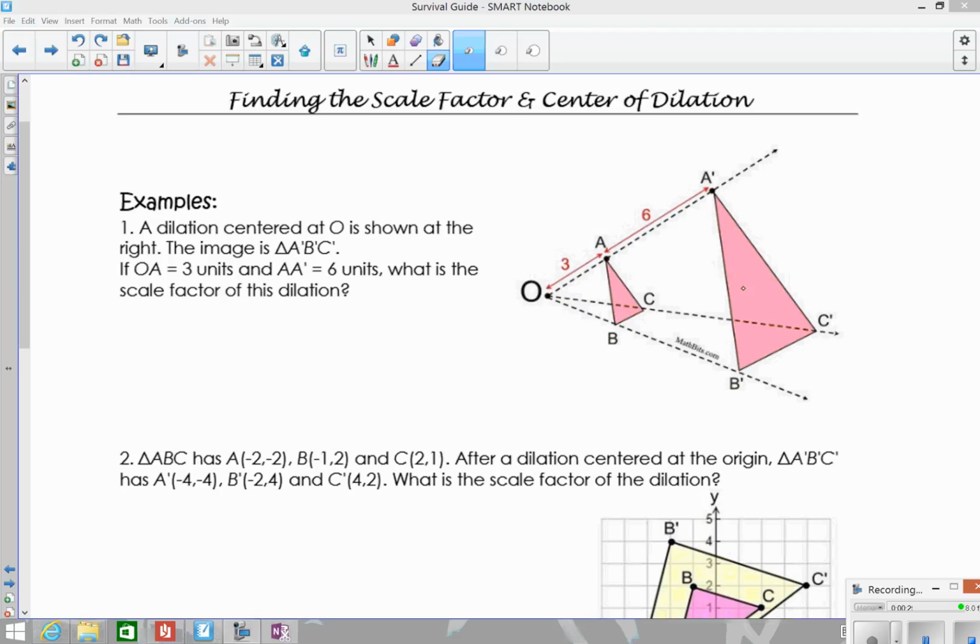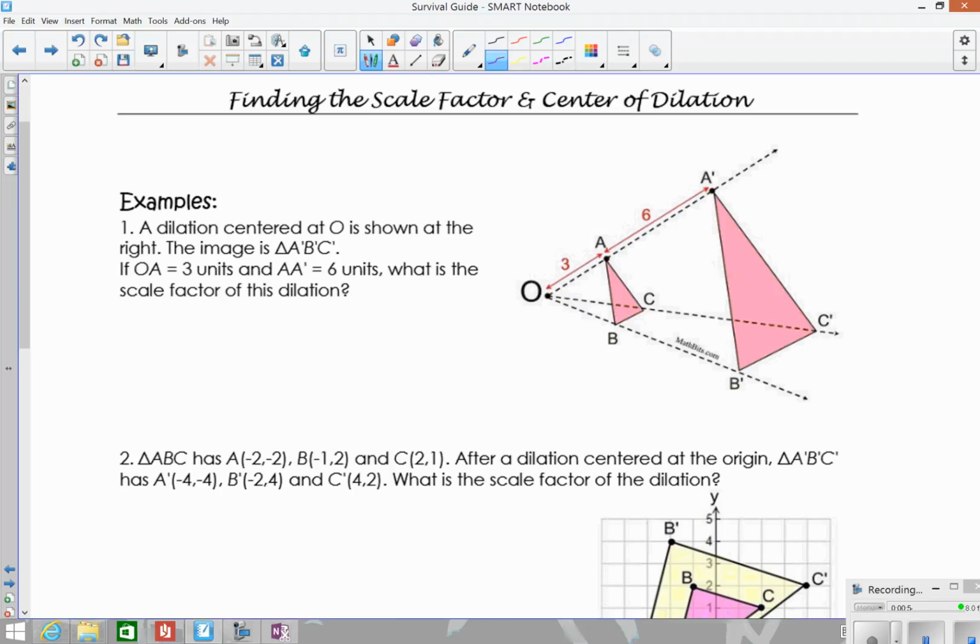So that means the image is triangle A prime, B prime, C prime. You can compare from ABC to A prime, B prime, C prime, and there was definitely an enlargement that occurred because it got much bigger. And if the center of dilation is O, that means you're measuring all of the distances from that center, so from point O. So you started with the distance from the center to A, which was 3 units.